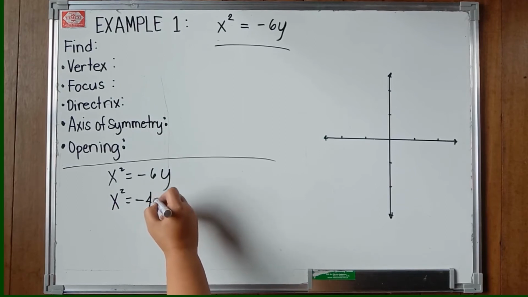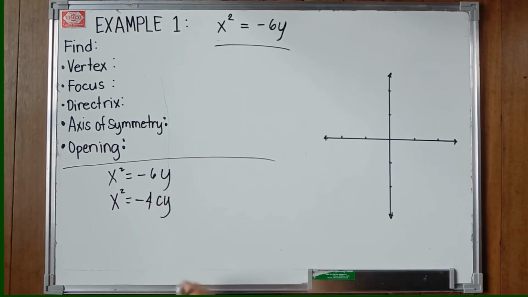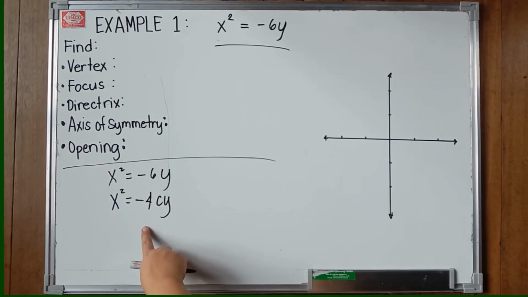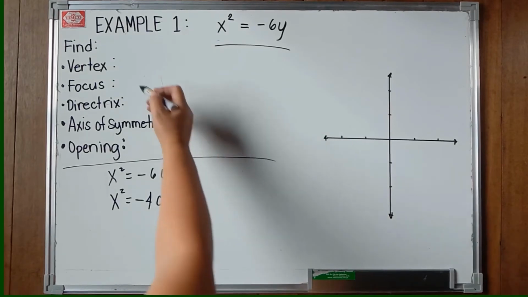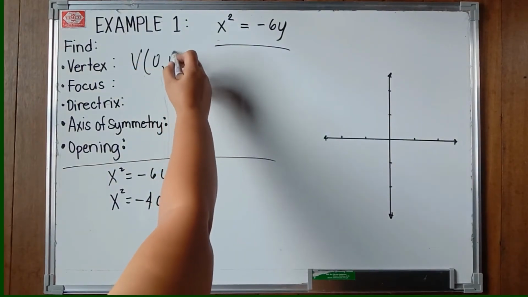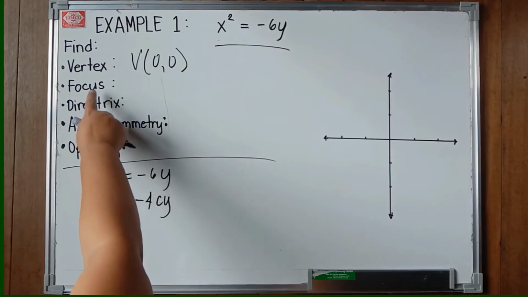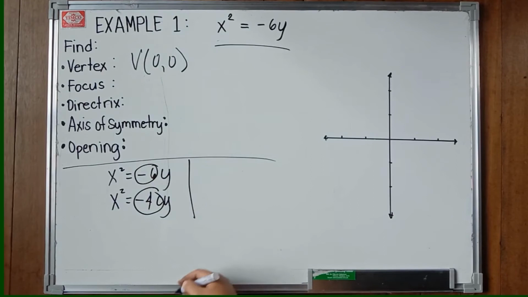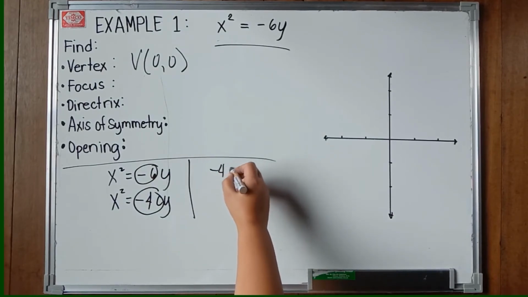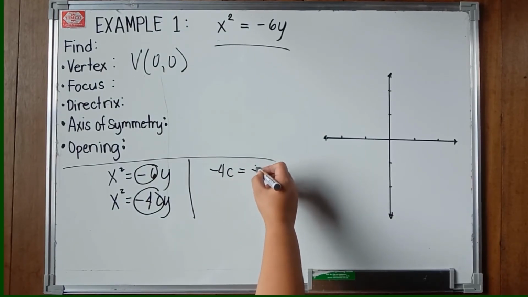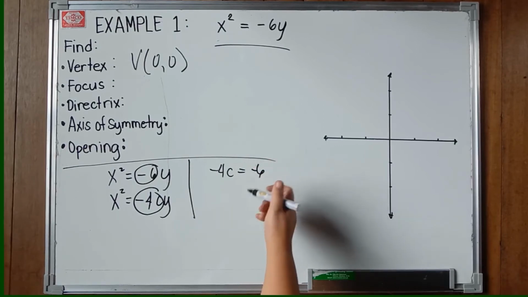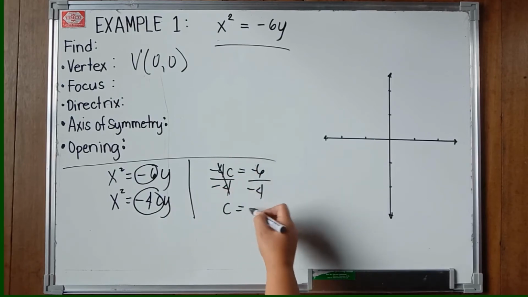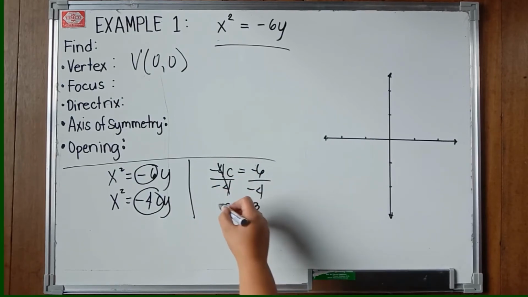It is alike: x squared is equal to negative 4cy. Ano ibig sabihin? Ang opening natin ay downward, kasi our standard equation is x squared is equal to negative 4cy. Of course, our vertex is 0, 0. To solve for the focus, we will equate negative 4c to negative 6. Solve for c. Divide both sides by negative 4. So c is equal to positive 3 over 2.